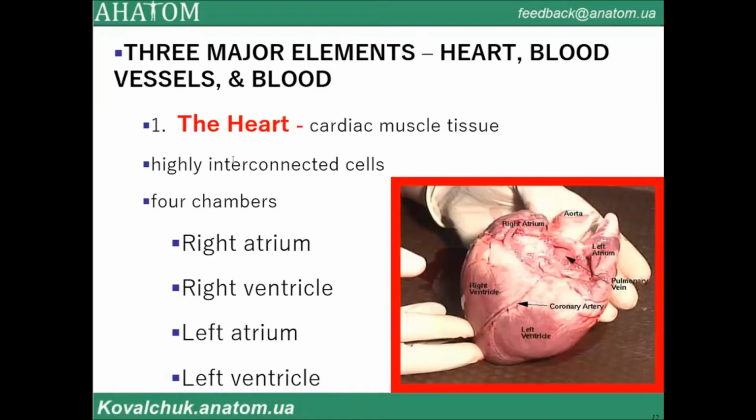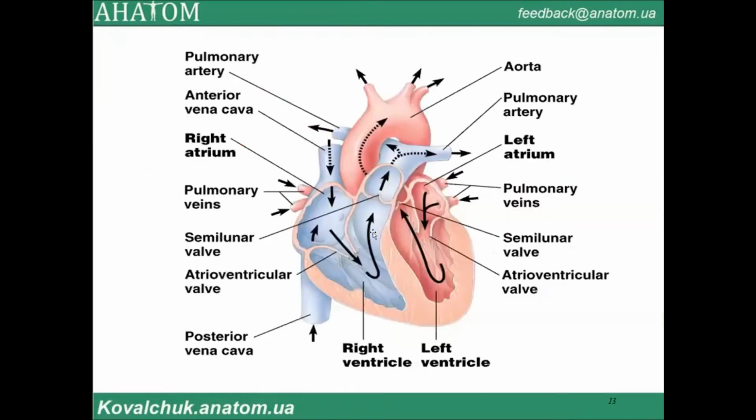Okay, the heart is cardiac muscle tissue, partly interconnected cells, and has four chambers, two atria and two ventricles. Yes, right and left part. Here is the septum between these two parts, and in an adult, the right and left parts of the heart have no connection or opening. Yes.